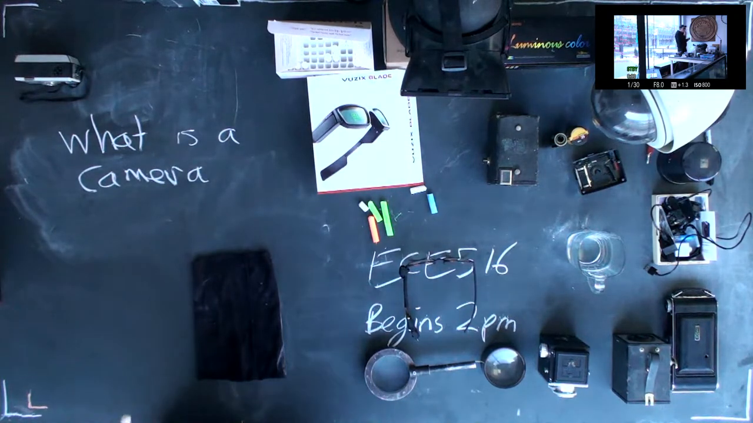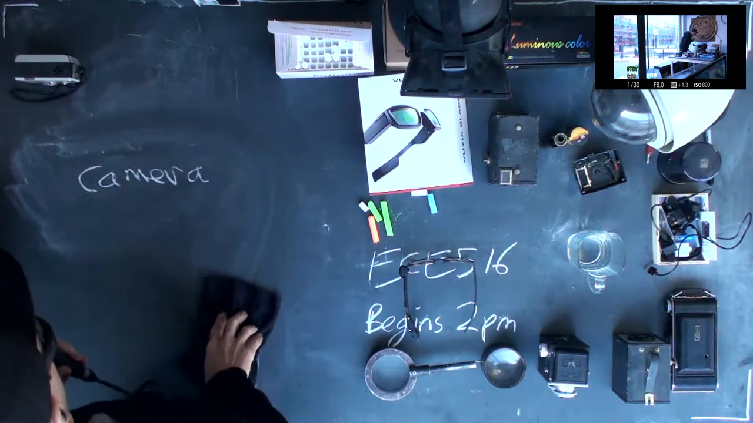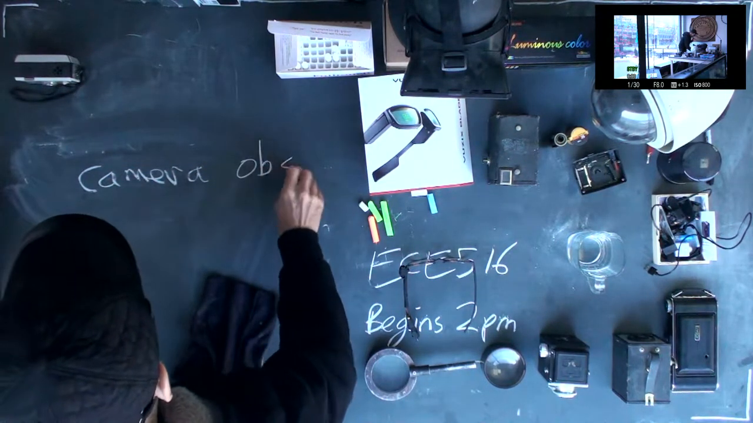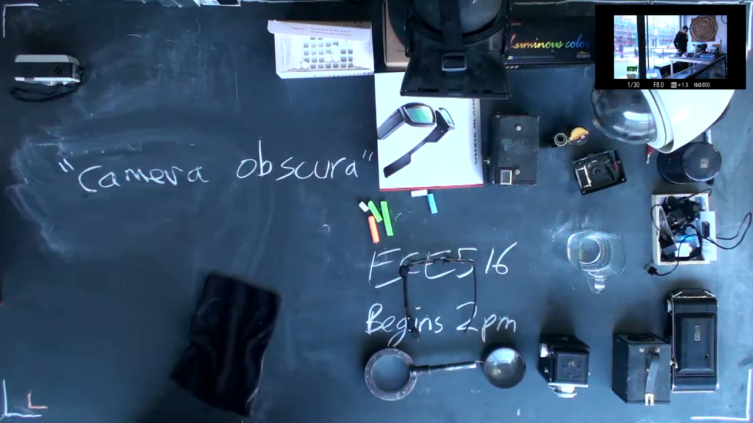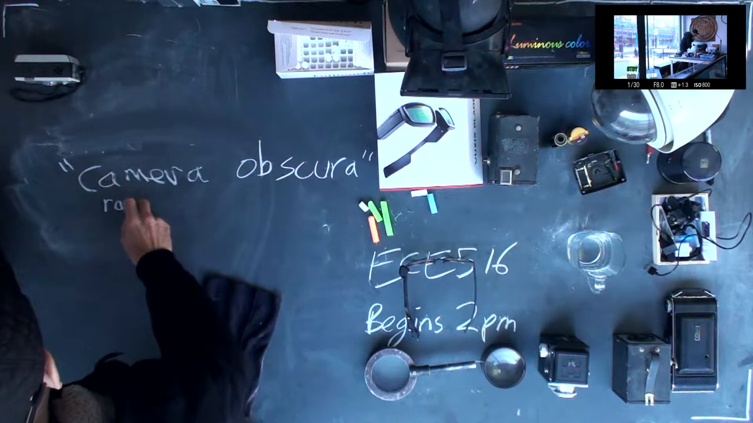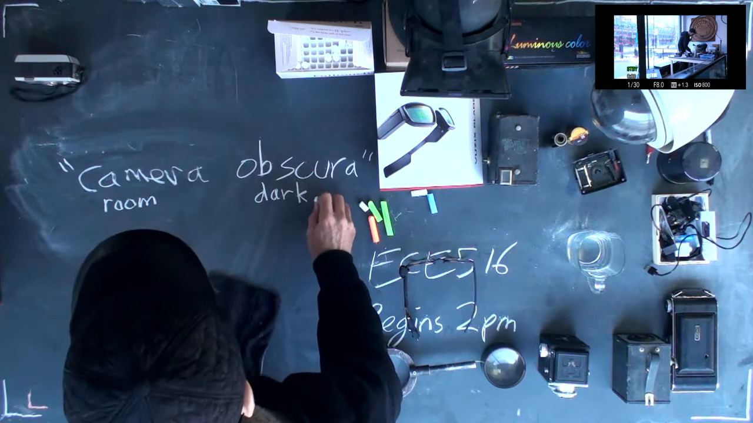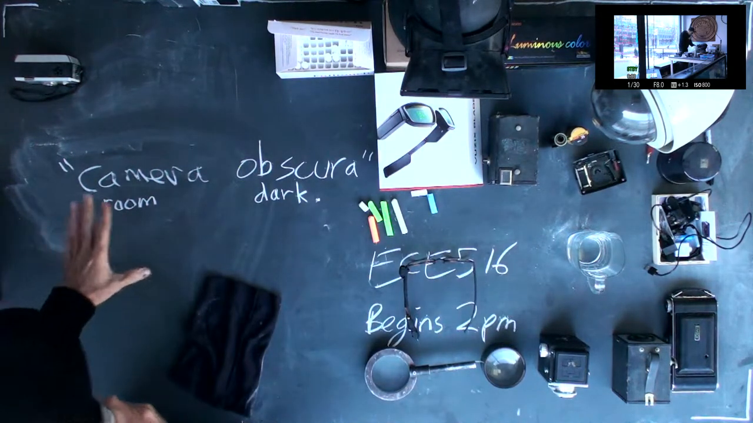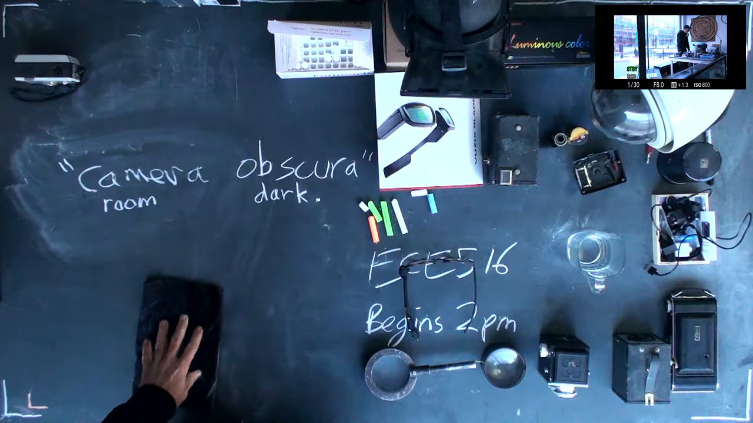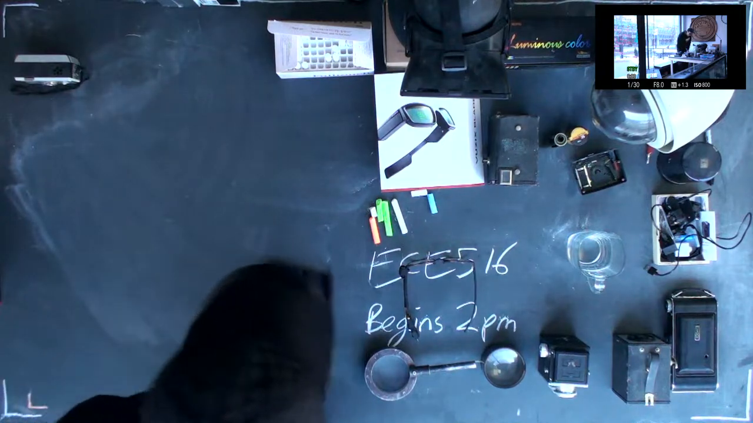So the word camera comes from the Latin concept camera obscura, a Latin phrase meaning dark room. Camera means room in Latin, and obscura means dark. So oftentimes you see meetings are in camera. An in-camera meeting means it's inside a closed room, private. So this concept of a dark room is at the history of photography in its earliest days. And of course, in the earliest days of cameras, a camera was simply a dark room.